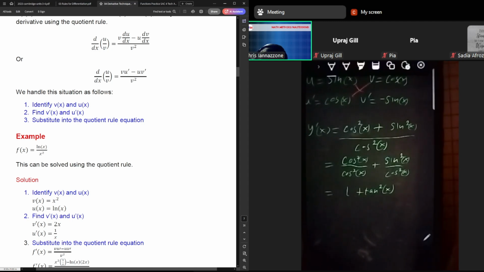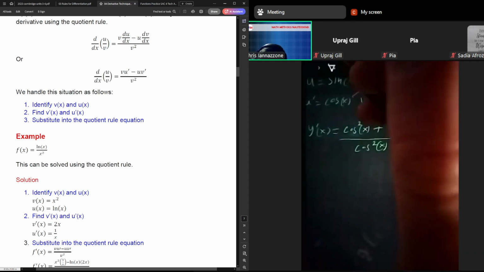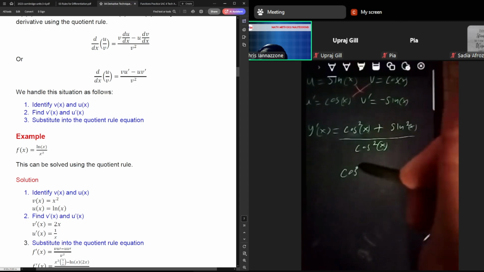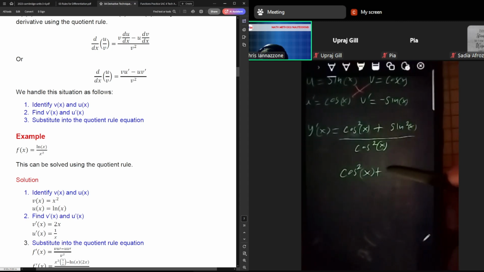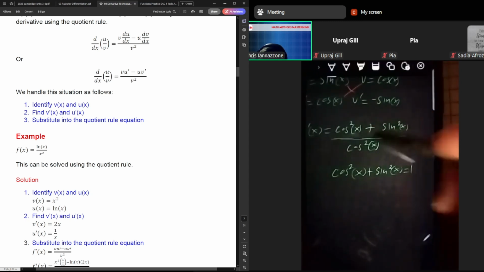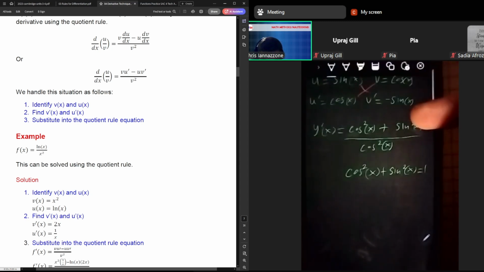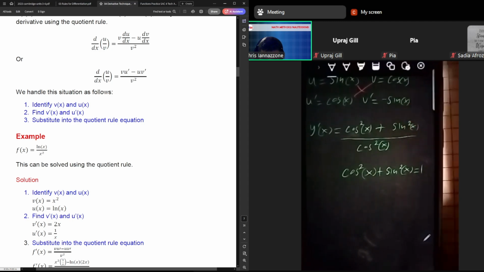What can we do from there? Put these together. Oh, wait, no. I know what this is. Yeah, you can do that, and this is correct. That is a correct derivative. But there's this identity, cos squared plus sine squared equals 1. So you just replace that with 1, and that's how you make it look like the tan derivative.